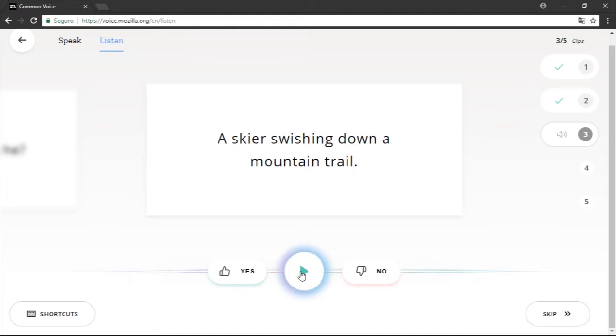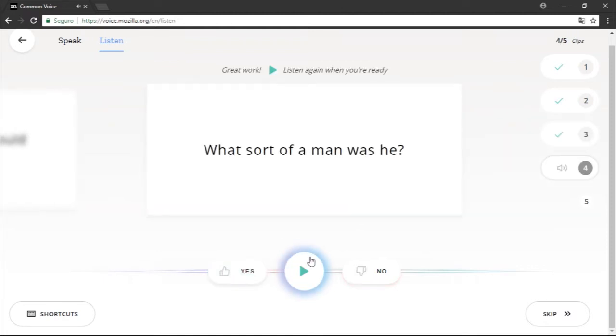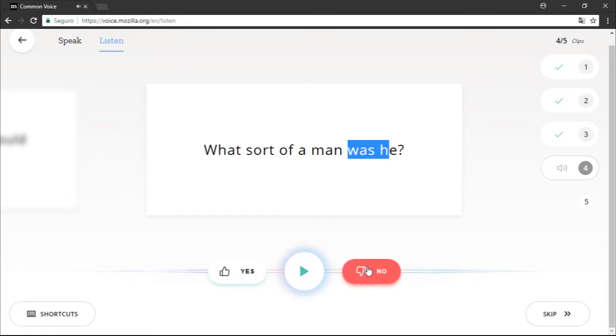Okay, I need to listen to the skier again. Swishing down a mountain trail. Yeah, I think the guy did say that. What sort of man is he? Oh yeah, the guy said what sort of man is he, but this actually was here, right? What sort of man is he? Yeah, no.